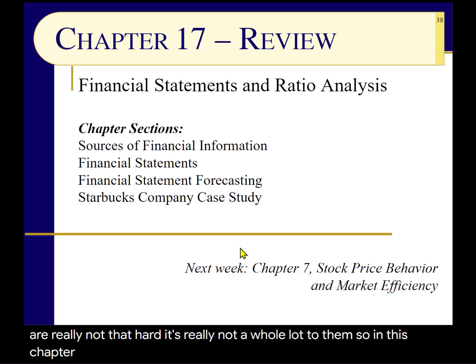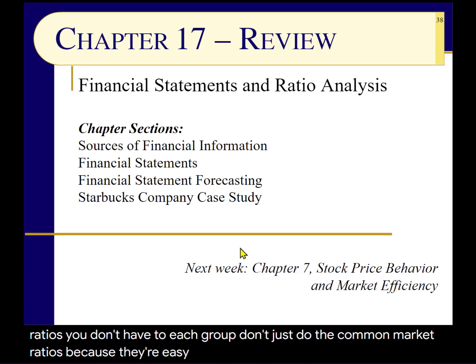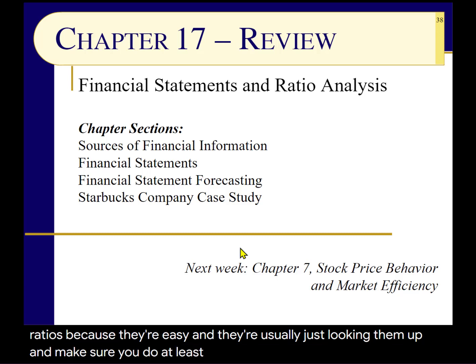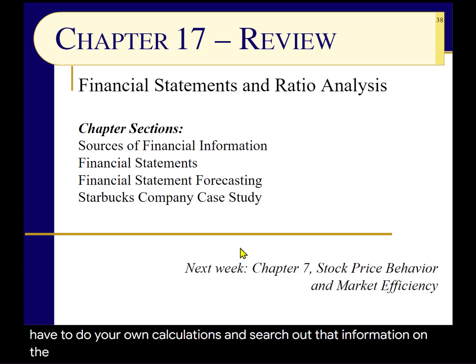So in this chapter, go do the assignment where you're going to do some financial ratios. You don't have to do all of them, but make sure you do 2 from each group. Don't just do the common or market ratios because they're easy and they're usually just looking them up. But make sure you do at least a few, 5, 6 or so, where you have to do your own calculations and search out that information on the balance sheet and the income statement.